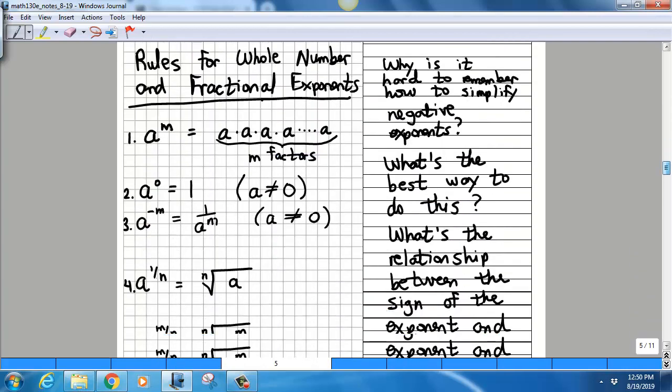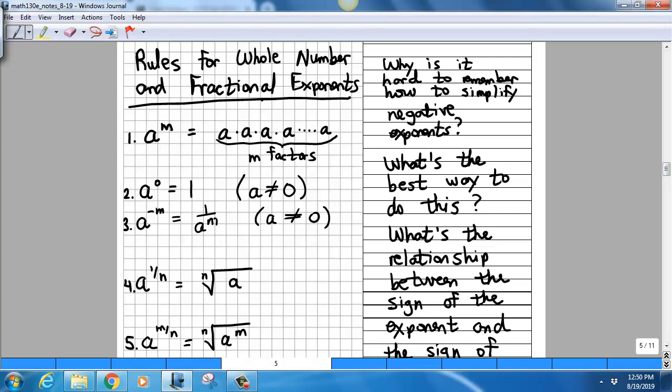Let me summarize these rules that we wrote down for you. These will be in the notes, so you don't have to always copy this. It is good to write it down, but you don't have to because these notes are posted on the Blackboard page after class. Here are, in mathematical expressions, the rules for simplifying whole number and fractional exponents, just what we just learned. If you raise a to a whole number power m, you get m factors of a. If you raise a to the 0th power, you always get 1, but the base cannot be 0.